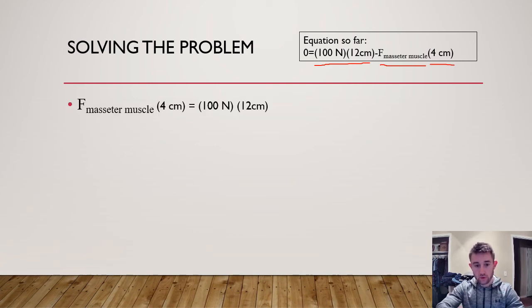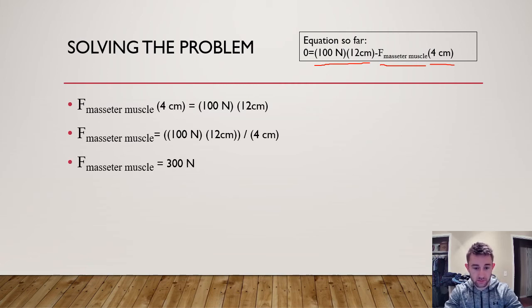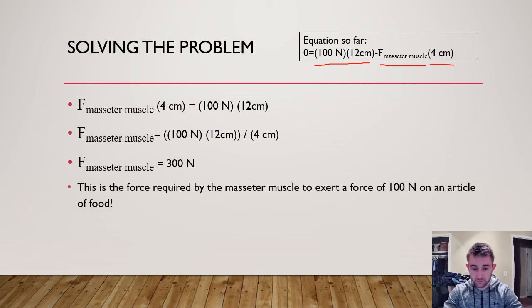Now we can solve for our unknown force. So we move the masseter muscle force times its lever arm over to the other side. We divide everything by 4 centimeters, and then we solve for our masseter muscle force, and that's going to be 300 newtons. This is the force required by the masseter muscle to exert a force of 100 newtons on an article of food. In pounds, 300 newtons equals approximately 67.45 pounds of force. The human jaw, on average, can produce a force of about 70 pounds per square inch. This comes to about 311 newtons.